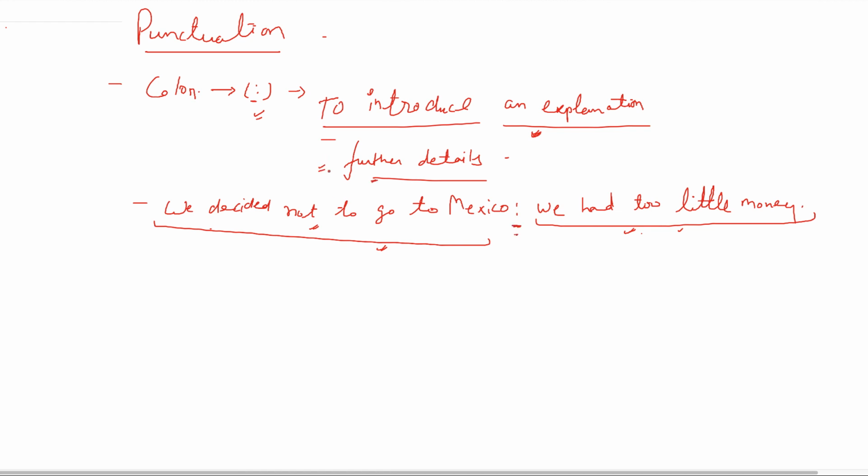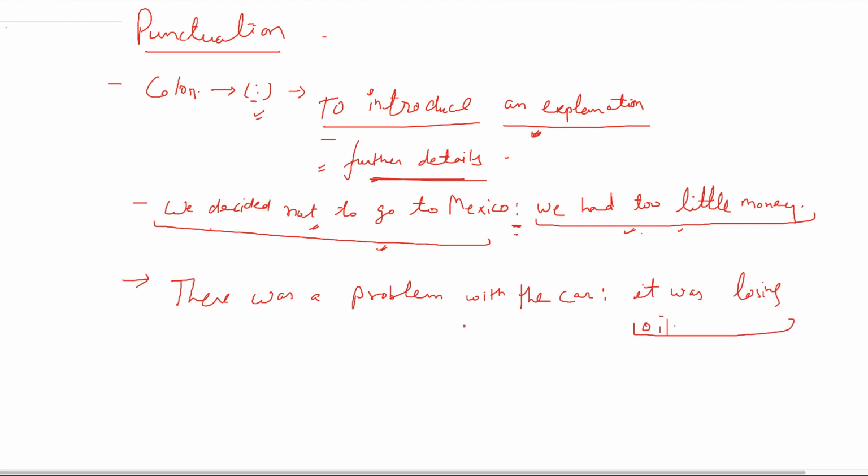Now let us take the example of introducing further details. There was a problem with the car, colon, it was losing oil. So this is the further detail of the problem with the car. So the first usage of the colon is to introduce an explanation or to add further details to something, as we have done in both of these sentences.